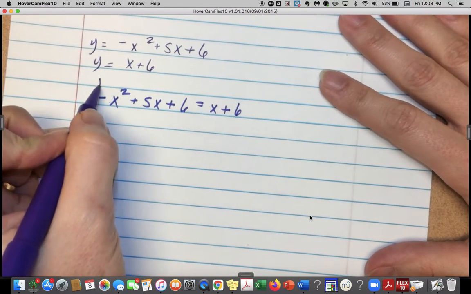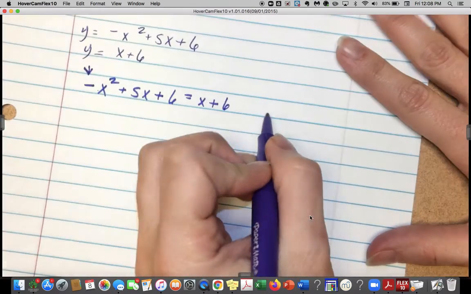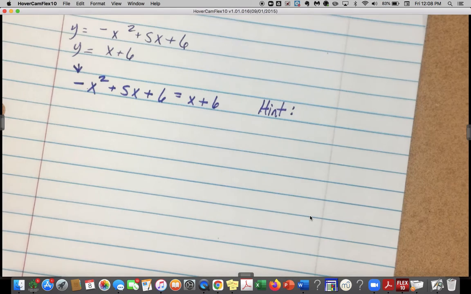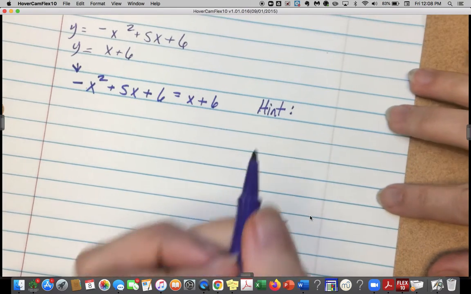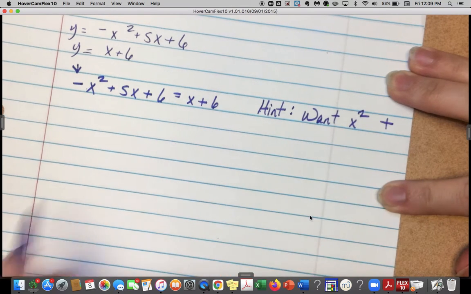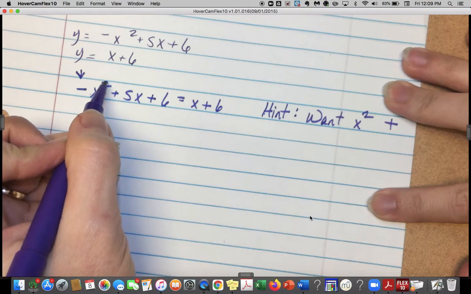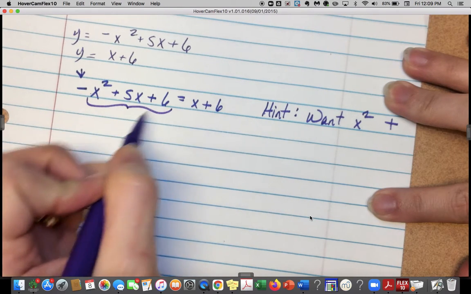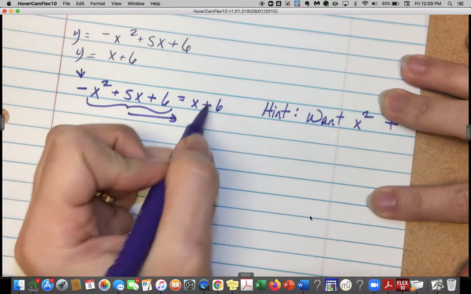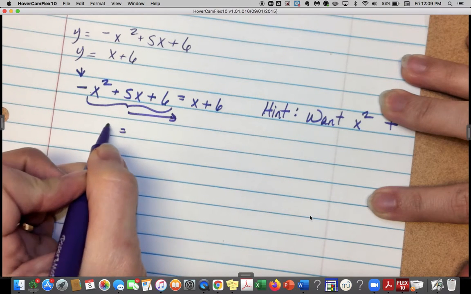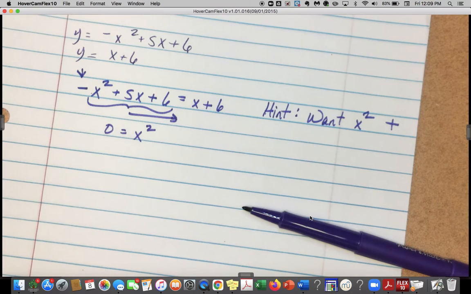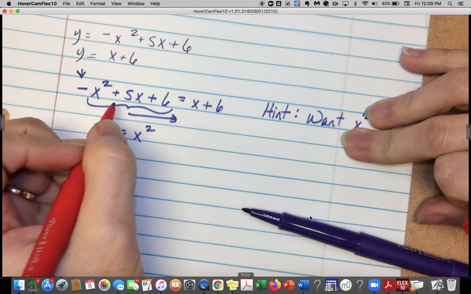So now here's something interesting. I have a negative x squared. Now here's a big hint. Whatever your biggest power is, you want your biggest power to be positive. So we want x squared to be positive. Since it's not, I am purposely going to take all of these terms and make them go to the other direction, okay? There's not another x squared over here, so when I move it over, I'm just going to get a positive x squared.